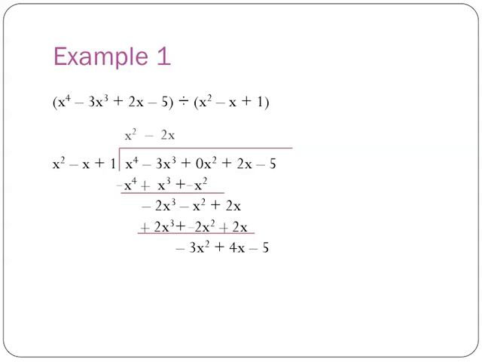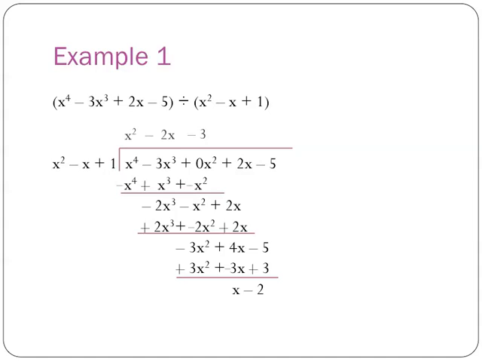Repeat the process one more time. So what times x squared will give us negative 3x squared? That's going to be negative 3. Let's multiply again. So we have negative 3x squared plus 3x minus 3. We're going to subtract, so we're going to change all those signs and then combine. So 4x minus 3x, that's x, minus 2.